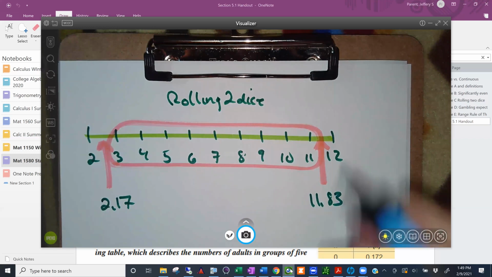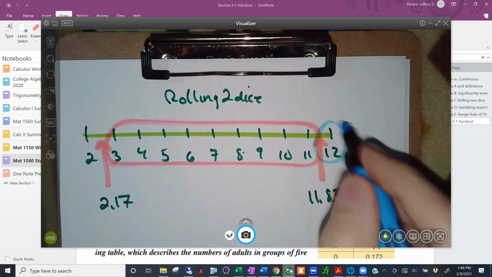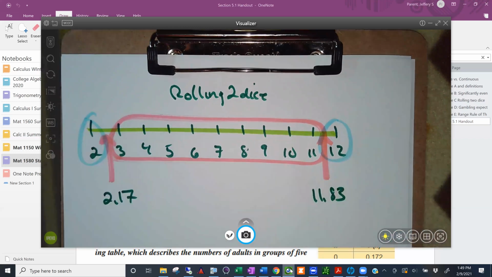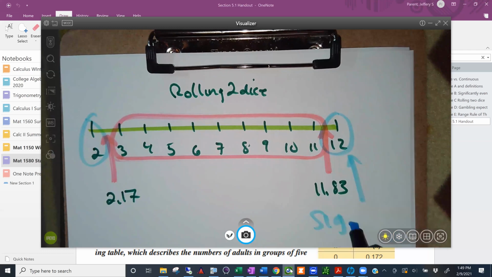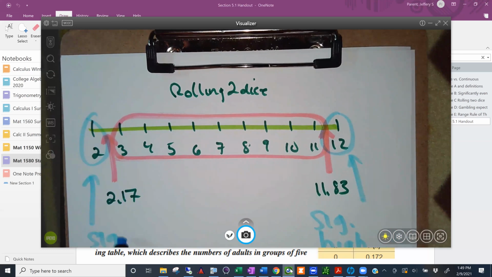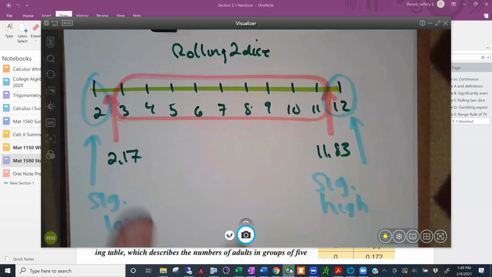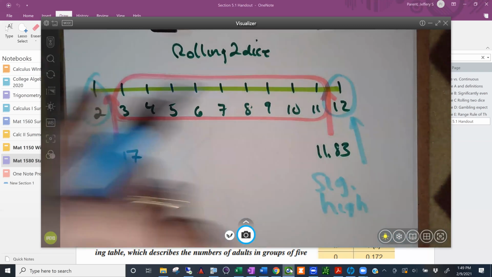How about a 12 or a 2? That would be significantly high, and that's significantly low. It's important to notice that 2.17 doesn't go past 2.